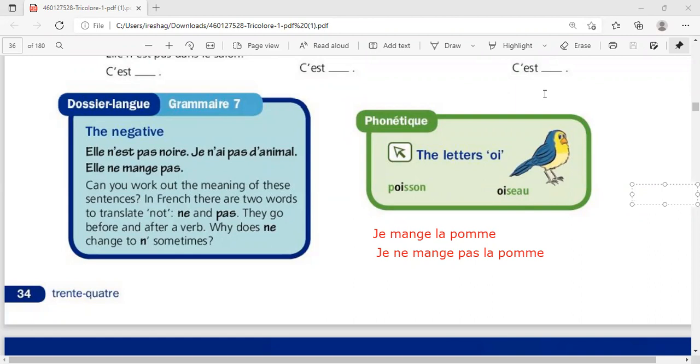So what they have done is before the verb they put ne and after the verb they put pas. Can you write down the negative? Write down the topic, the negative, and then write down this example. Je mange la pomme, and put ne pas, and write down the same sentence which gives the opposite meaning. Je mange la pomme means I eat the apple. Je ne mange pas la pomme means I don't eat the apple.